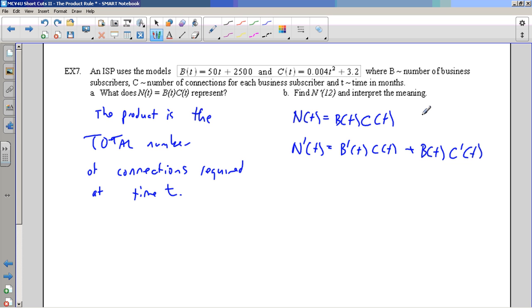And these functions are pretty easy. So B prime at t, I'm going to write down as 50. C prime at t is a nasty number, 2 times that, 0.0008 t, right? And the t goes down to 1. So there's my derivatives that I'm going to use.